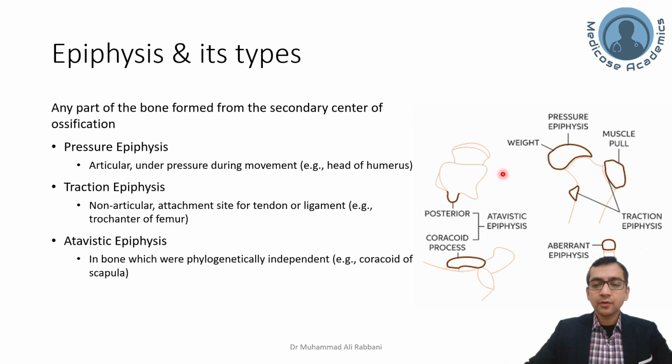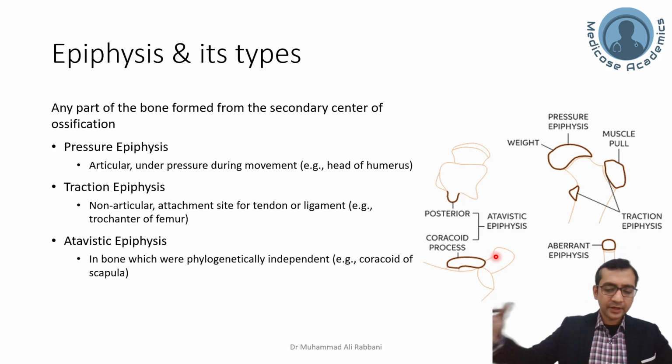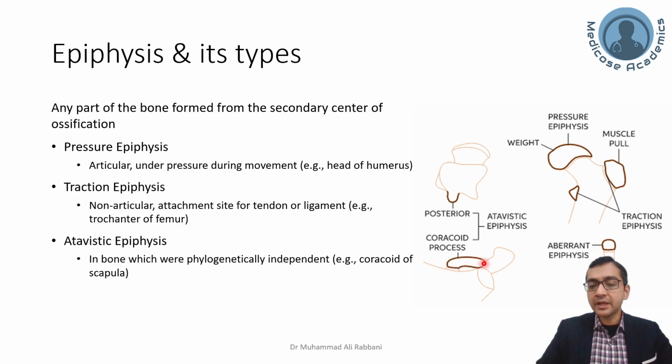Atavistic epiphysis. These are bones which, in embryologically less evolved animals or different animals, were independent bones, but with evolution they became fused with other bones. A good example is the coracoid process of the scapula. In birds and other animals, it may exist as an independent bone, but in humans, it has fused with the scapula and is counted as one of its processes. This is known as atavistic epiphysis.